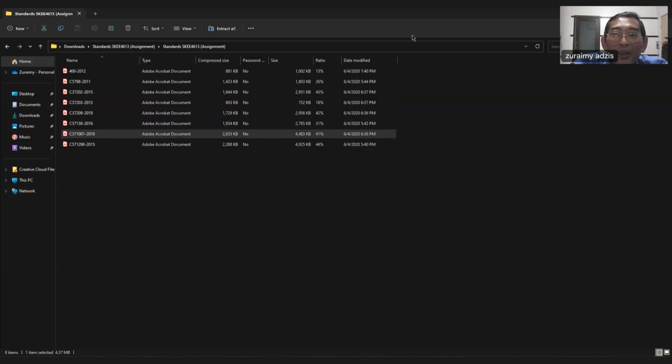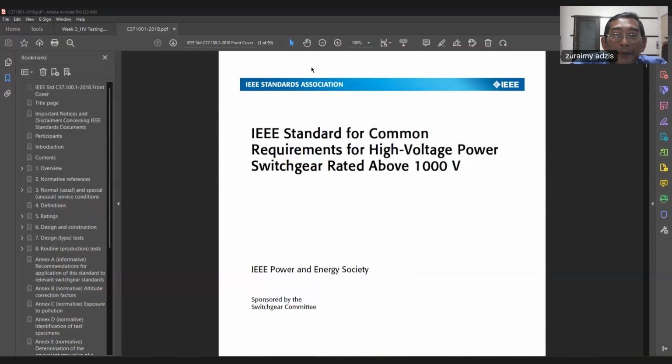Hang on, let me check whether you're having the same view as me. No. Okay, hang on. This is what I meant just now. Maybe just now I was talking without the proper slide. So the slide is this one, the IEEE standard for common requirements for high voltage power switchgear rated above 1000 volts.